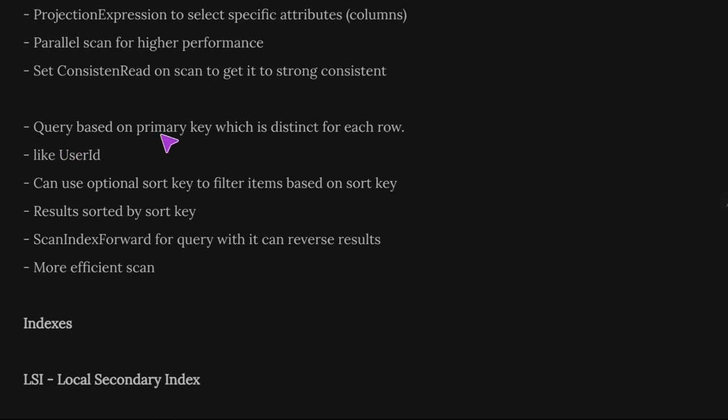In query, it's based on the primary key. We do a get on primary key. It's not a full-blown query. The primary key could be, for example, a user ID, and we can use optional sort keys to filter the items, and the results would always be sorted by the sort key.